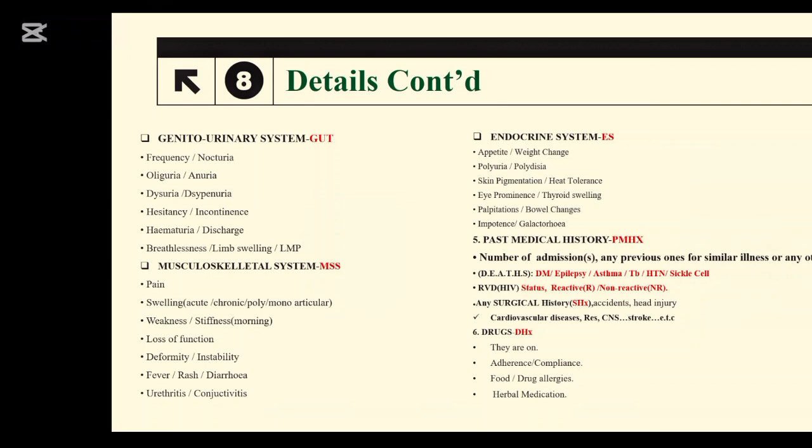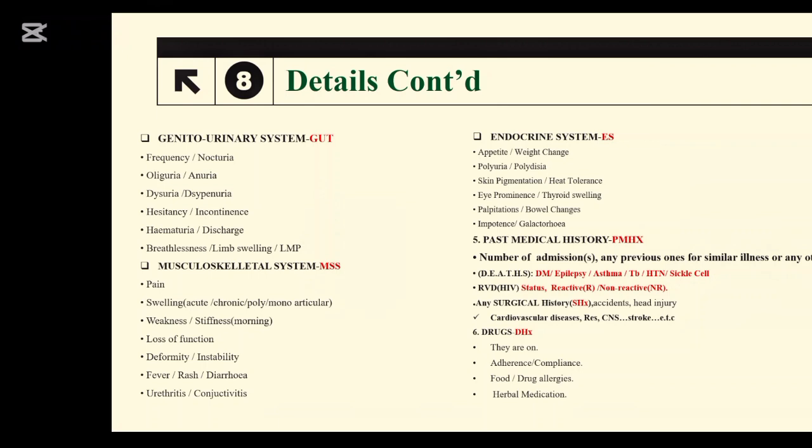Skin pigmentation, eye changes, swelling of the neck, palpitations can be indicative of hyperthyroidism. Okay, bowel changes, if the patient is having constipation or diarrhea. Diarrhea is seen in hyperthyroidism, while constipation is seen in hypothyroidism. Okay, and then you need to ask about their performance in the bedroom, so that you can rule out impotence. And then whether they have any discharge from their breast, milk discharge. That is called galactorrhea.